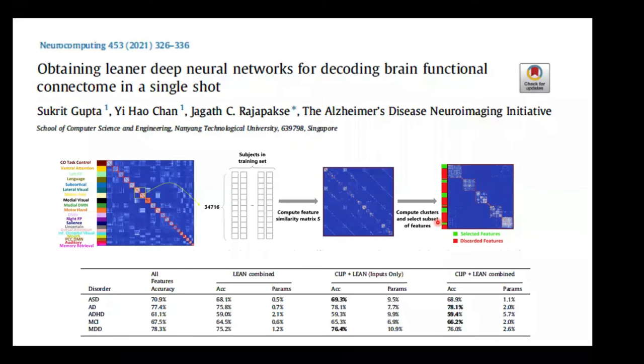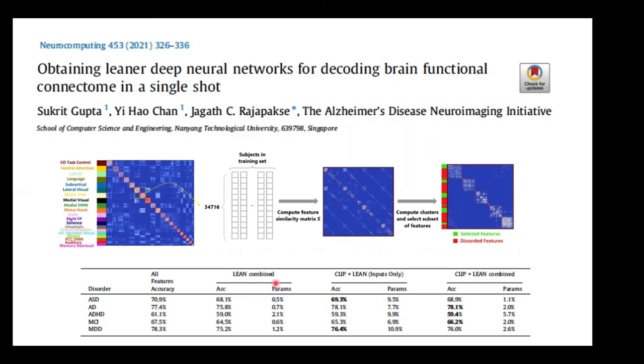So we did this for disease classification. We looked at several diseases. ASD means autistic spectrum disorders. AD means Alzheimer's disease. ADHD means attention deficit hyperactivity disorder. MCI means mild cognitive impairment. MDD means major depressive disorder. For these disorders, we were able to classify, given a brain, whether it's a diseased brain or a healthy brain, a two-class classification. So these were the original accuracies.